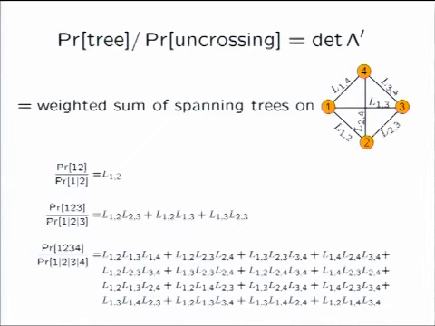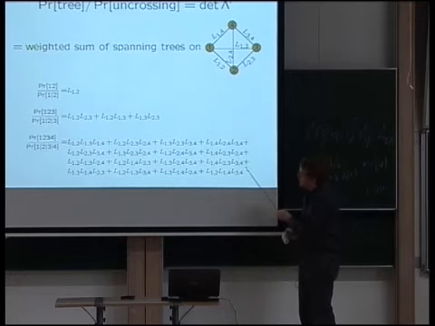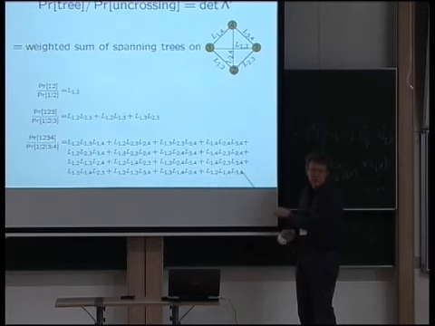And the determinant of lambda prime gives a sum over all spanning trees of this graph, where for each spanning tree you associate a monomial, and for every edge from i to j you include a factor of L_ij. So in this case the graph has 16 trees, so the polynomial has 16 terms, and each of these corresponds to a tree.